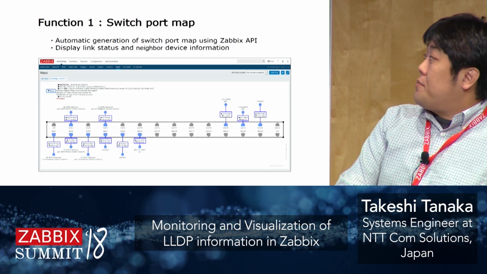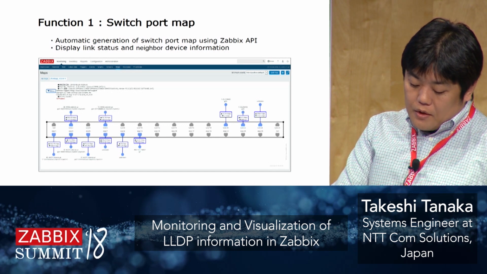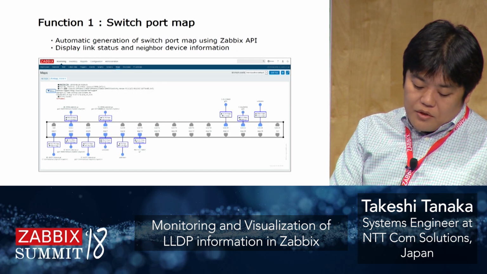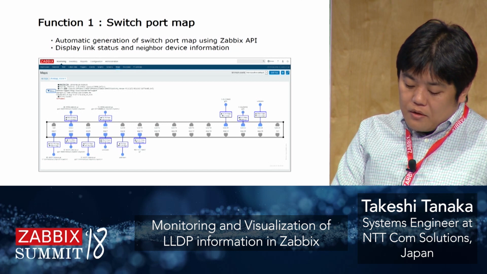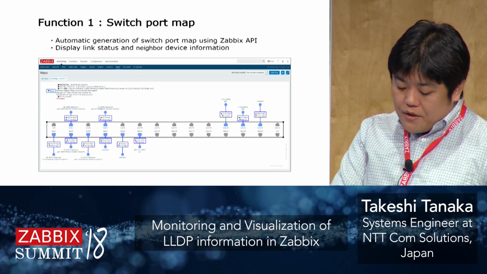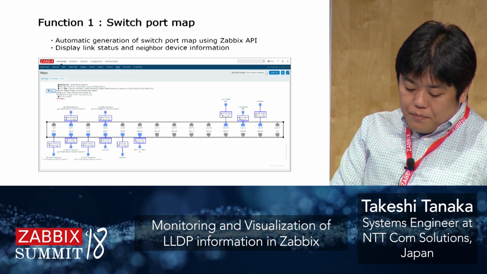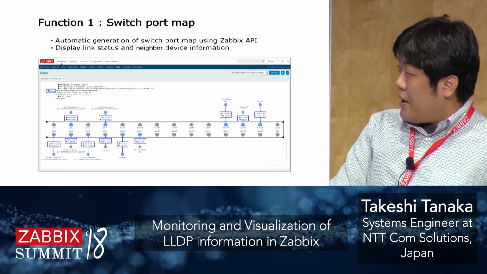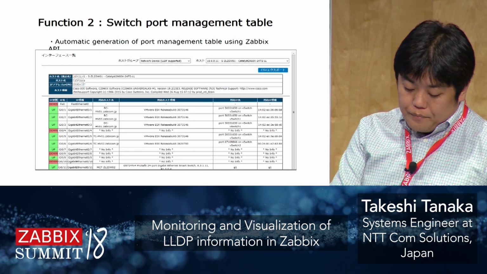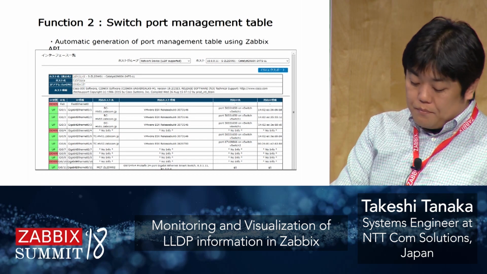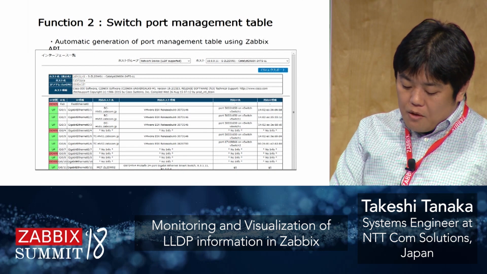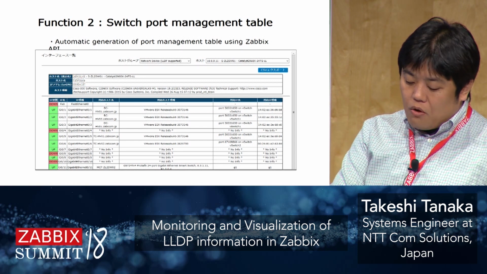Function 1, switch port map. It is a function to draw the port utilization status of the network switch and neighbor device information with a Zabbix map. This function can generate a map automatically using the Zabbix API. Function 2, switch port management tables. This function automatically generates the port management table of the system from history data of Zabbix.